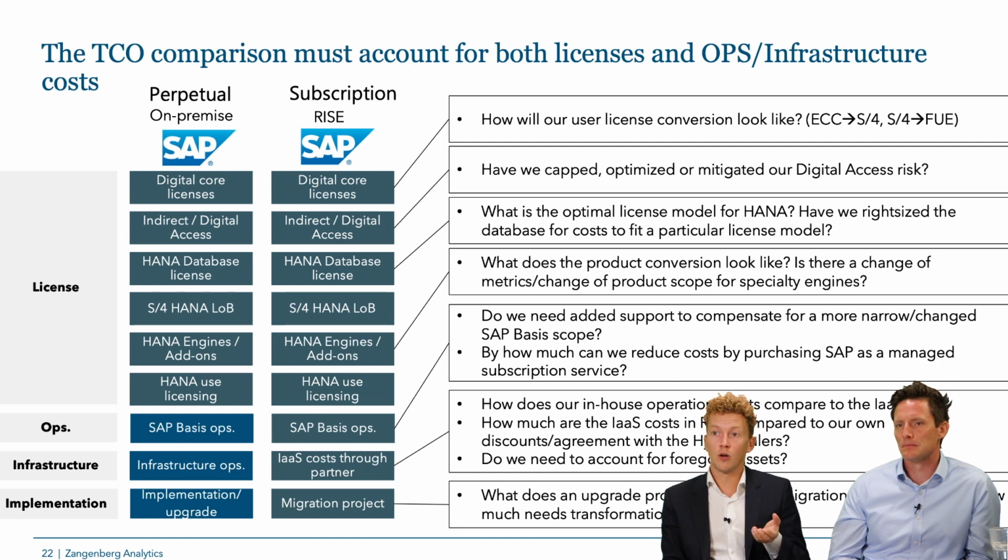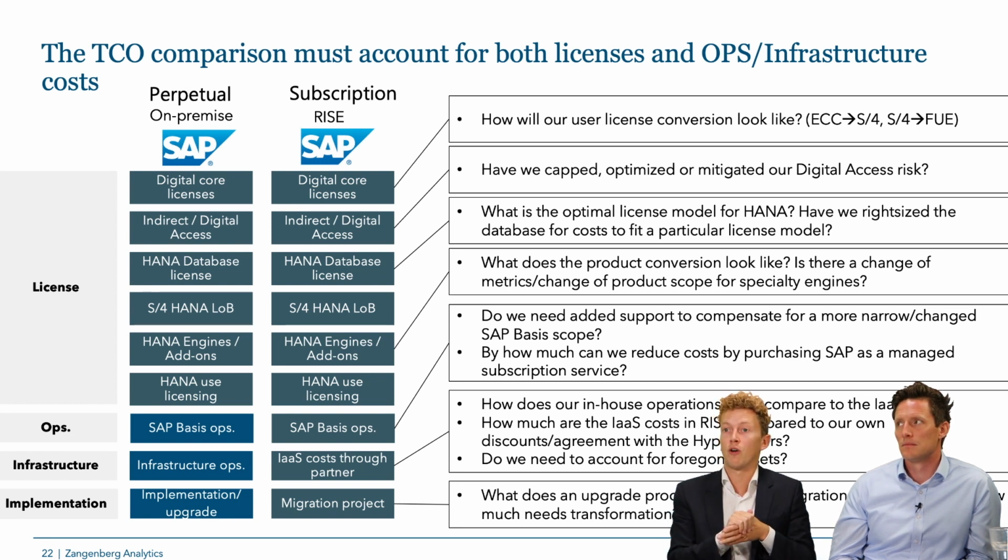Then you need, of course, to consider the optimal license model for HANA. And if you are moving into cloud space, you also need to take into consideration: are you coming from a place where you have right-sized the database for costs, basically to fit a particular license model? And are you facing any issues around your use of databases if you are going into RISE or just another cloud model? And then also generally, in particular if you're going from ECC to S4, but also going into cloud, you need to look at the engines you have and the line of business products, and consider what this product conversion looks like, because there will not be for all products a one-to-one comparable product you can use in the cloud. There will be a lot of upgrades, but also sometimes a change of scope or even a change of resource unit for this particular engine.